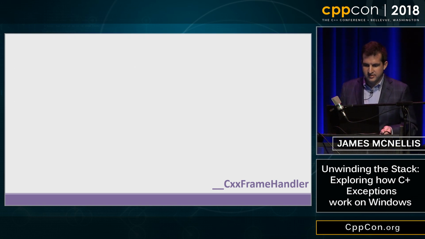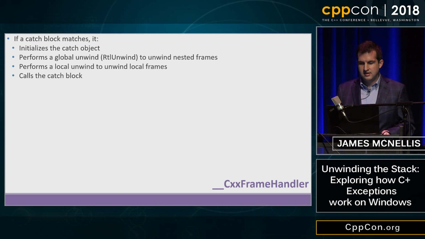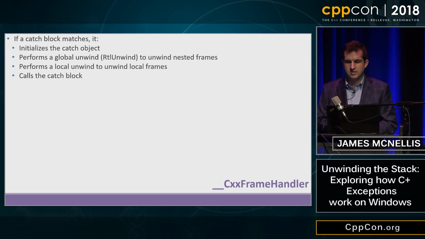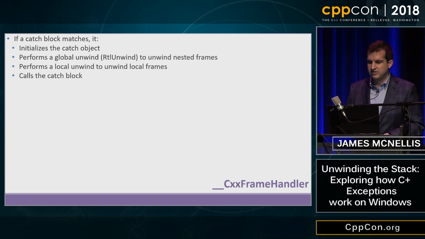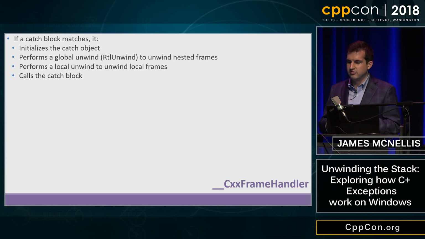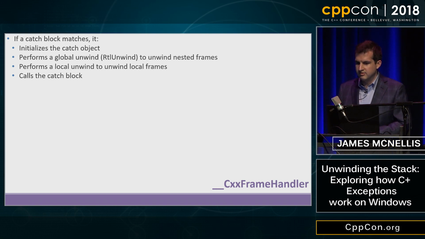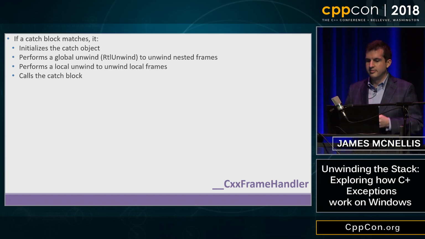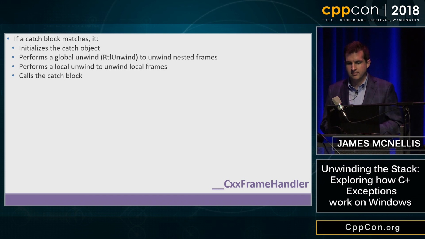If a catch block matches, then it initializes a catch object. So if the catch block catches by reference, then this will just be a reference to the thrown object. Otherwise, we have to make a copy of the thrown object or a copy of some part of it if it might be a base class. It then performs a global unwind to unwind all of the nested frames. So this will destroy local variables that have been constructed in those nested functions. It will then perform a local unwind to unwind any local frames. So for example, this will destroy any local variables that were declared and that have been constructed inside of the try block. And then it calls the catch block.